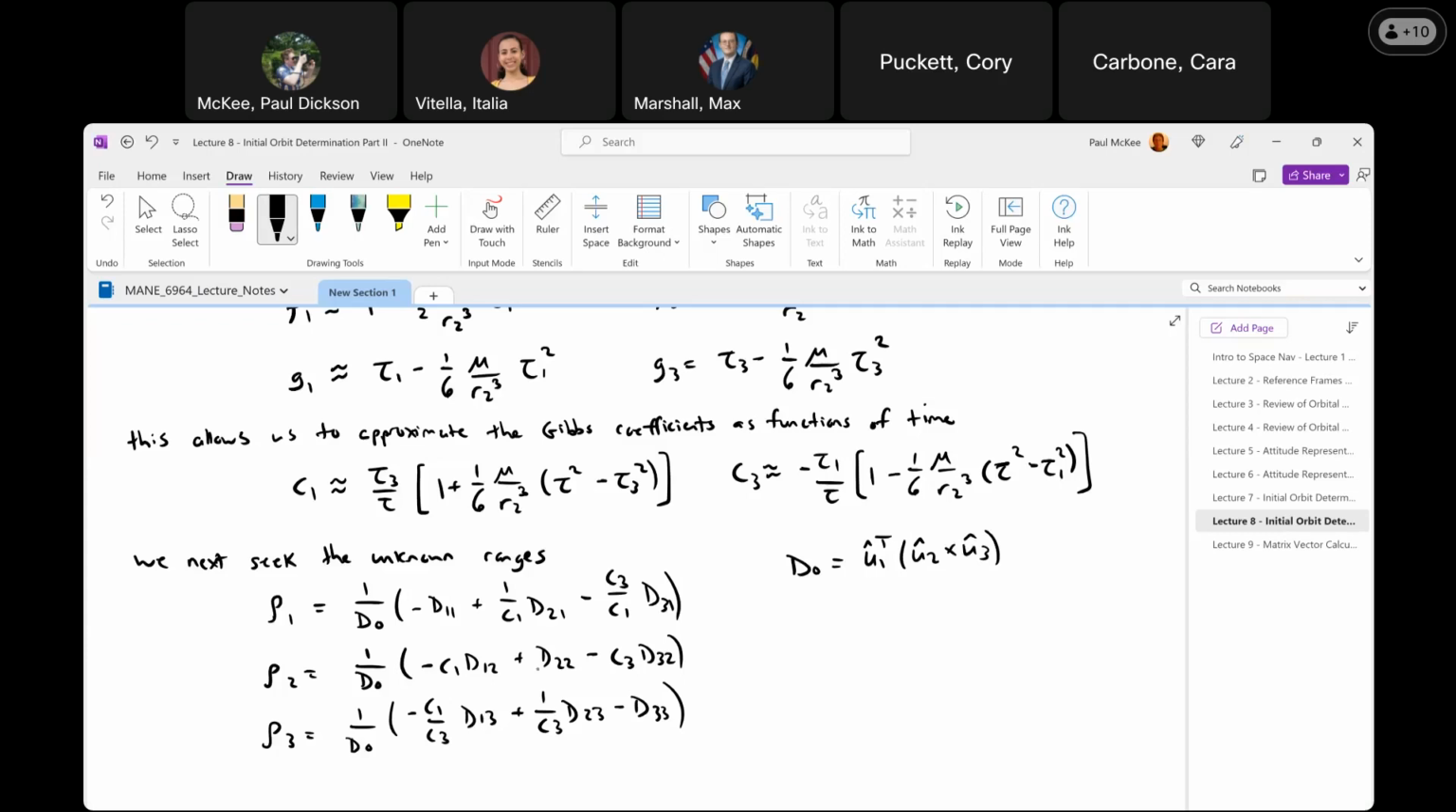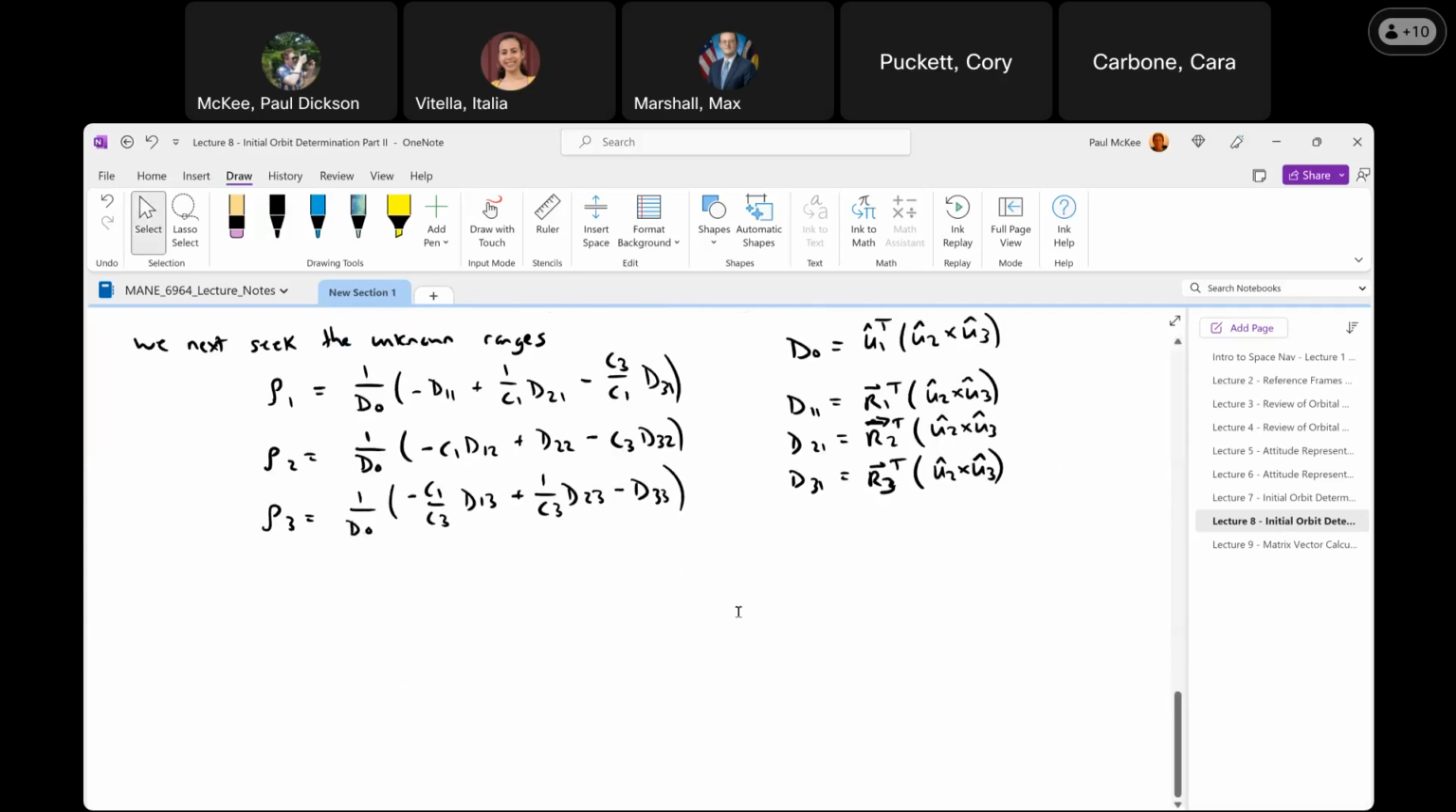Some combination of u1, u2, and u3. D11 is R1 transpose U2 cross U3. D21 is R2 transpose U2 cross U3. D31 is R3 transpose U2 cross U3. And we're going to make some more room down here. There's more equations coming.